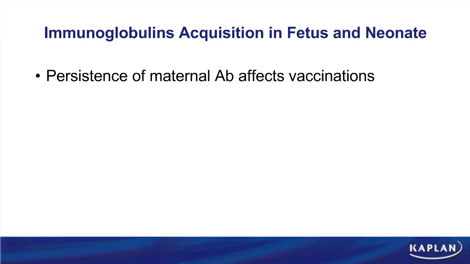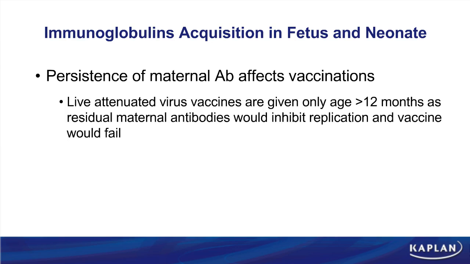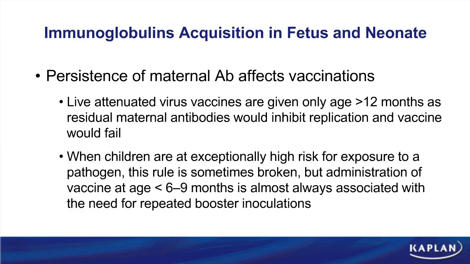All right, so just to reiterate a few things I said when we were looking at the graph. The persistence of maternal antibody can affect vaccinations, and that's why, of course, we don't give those live attenuated vaccines until after 1 year, because those residual maternal antibodies could essentially inhibit the formation of a good immune response against those vaccines. So if you do have a kid that's really at high risk for exposure to something, we can sometimes work our way around that.